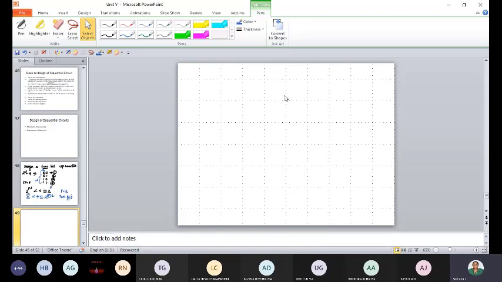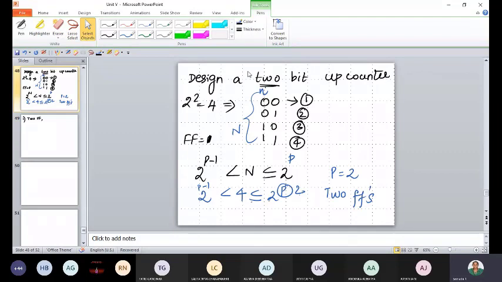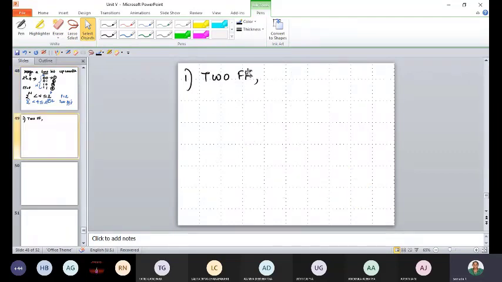So first decide the number of flip-flops required and the type of flip-flop that you are going to use. We need 2 flip-flops. The problem statement is to design a 2-bit up counter. If nothing is given, you need to choose the JK flip-flop.